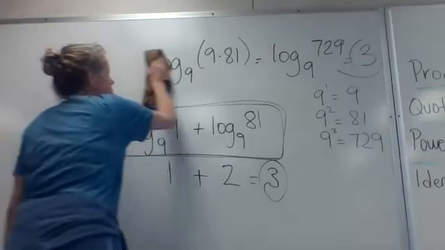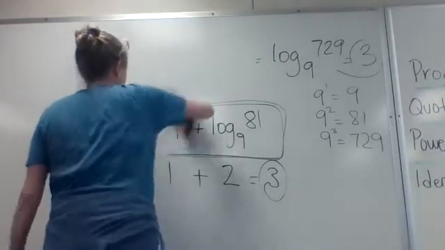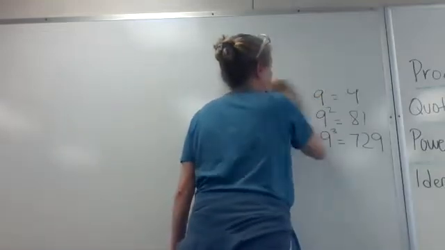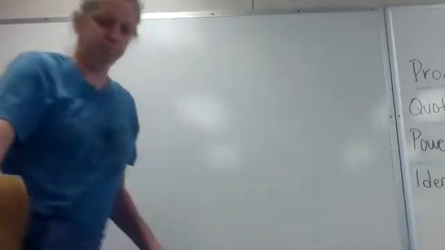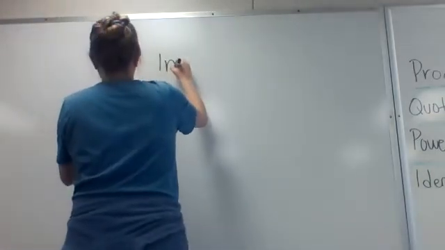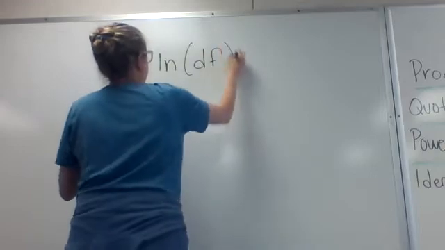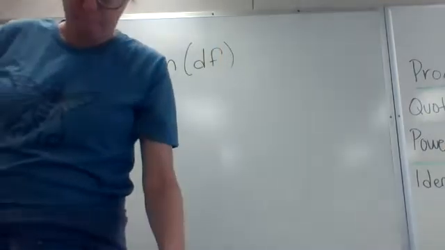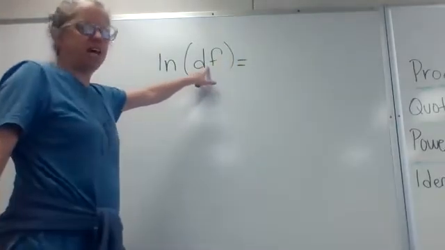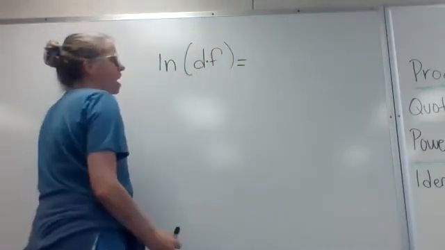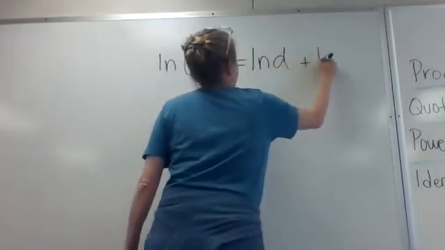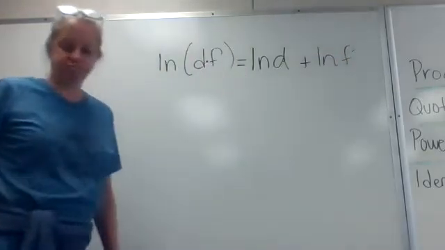All right, number 2. Express this one as a sum of logarithms, which means if I'm going to rewrite this as the sum of the two logarithms, that says d times f in there. So I'm going to just have ln of d plus ln of f.